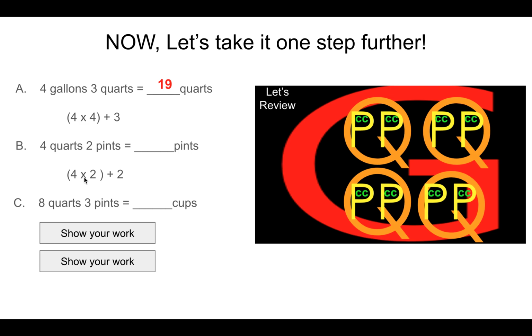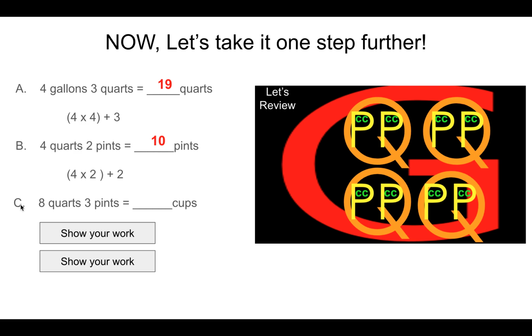4 quarts times 2. Why am I timesing it by 2, and where am I getting this number? Because 1 quart is equal to 2 pints. So 4 times 2 plus the 2. Why am I adding 2? Because 2 pints is in the equation that I need to already add. So 4 times 2 plus 2 equals 10 pints altogether.